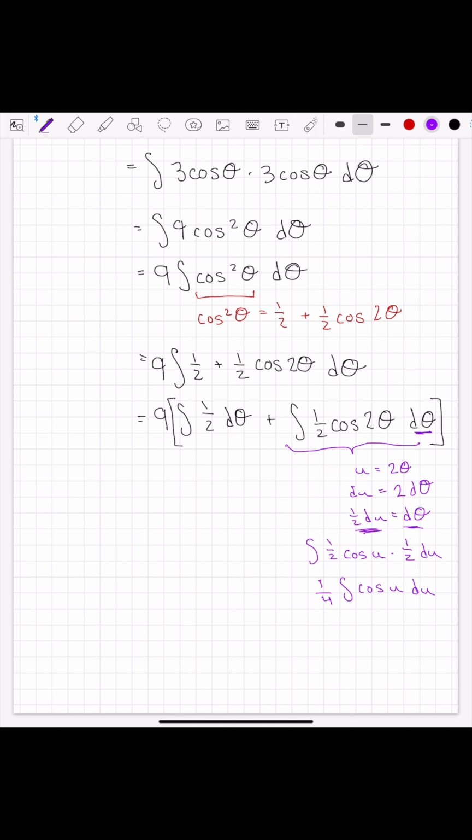And what's the antiderivative of cosine? That's sine. So this is just 1/4 sine u. We have our plus c, and the u we said was 2 theta.